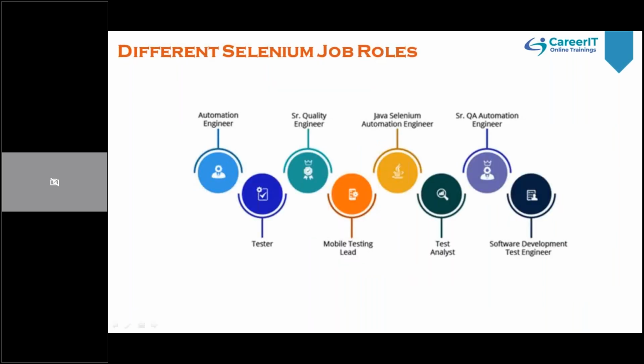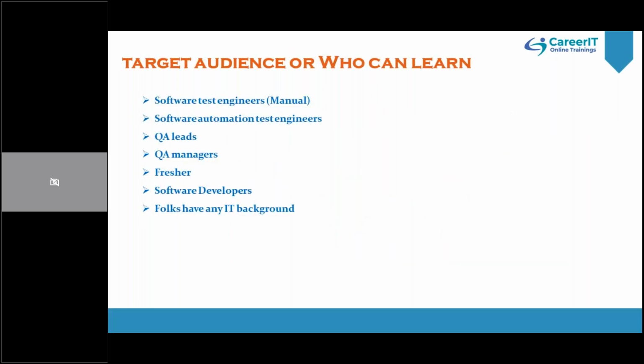And what are the general different job roles in software testing for Selenium test automation? Generally we call them automation engineers or simple tester, senior quality engineers, and for mobile testing, a mobile test lead or test engineer, and Java Selenium test engineer or simple automation engineer. Senior quality engineer, technical test lead or test analyst, and SDETs. SDET is another role, like software development test engineers. So these are the different roles, which you can explore or go into any particular role by switching your job.